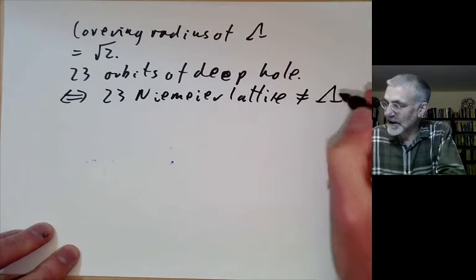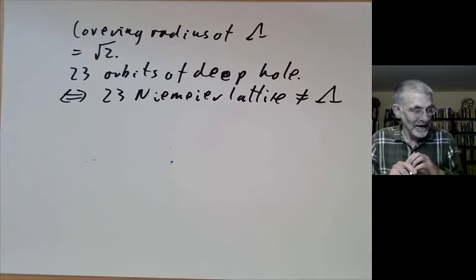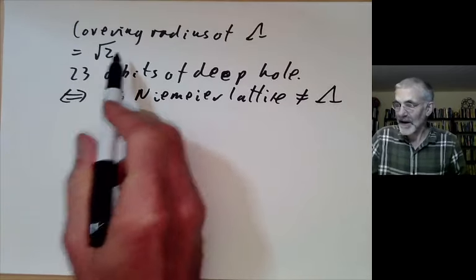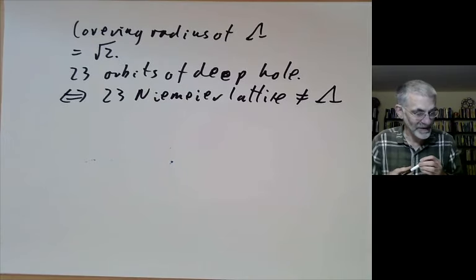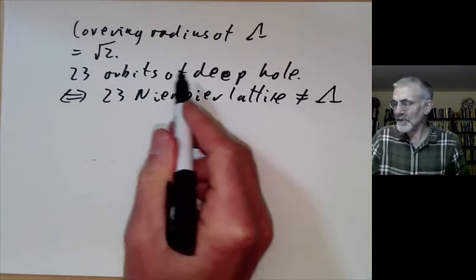That are not the Leech lattice. There are 24 Niemeyer lattices, one of which is the Leech lattice, and it's the 23 others that appear, corresponding to the 23 holes. Now, how do the Niemeyer lattices correspond to holes?